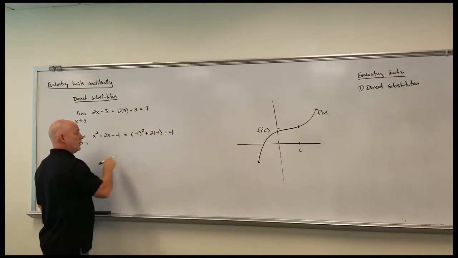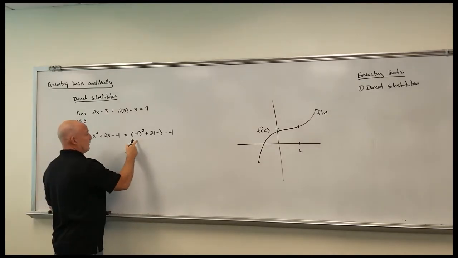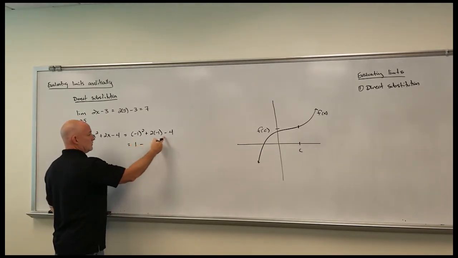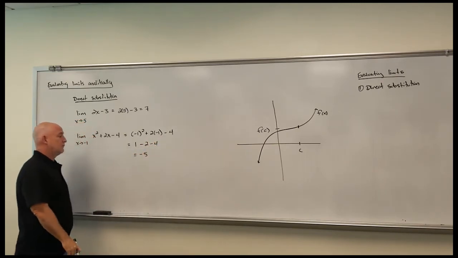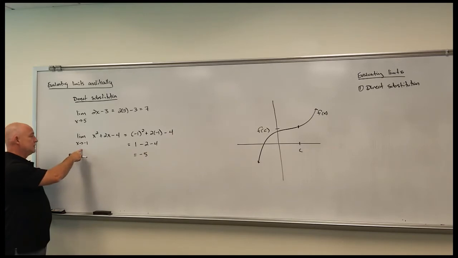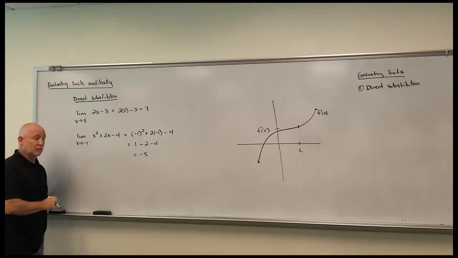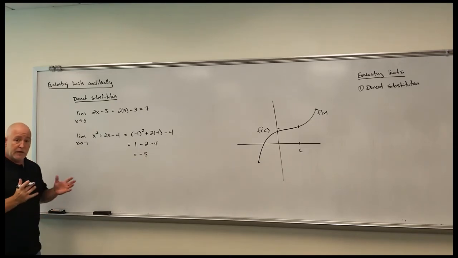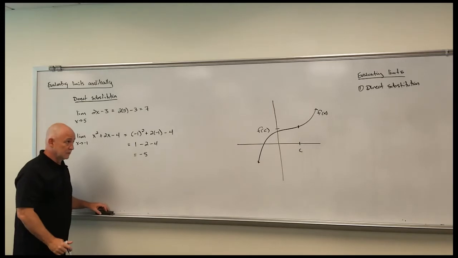Now remember, anytime you're plugging a value into a function, make sure you're using parentheses. So if I simplify that, (-1) squared is 1, 2 times -1 is -2, minus 4. That's going to be -5. Okay, so the limit as x approaches -1 of x squared plus 2x minus 4 is -5. So this is great. It's super quick and easy to evaluate a limit if you can use direct substitution.